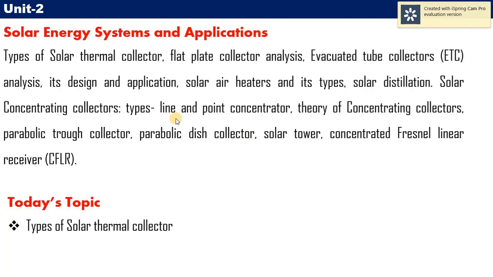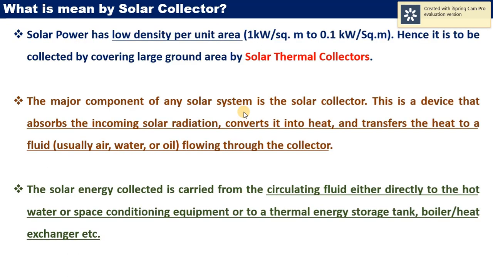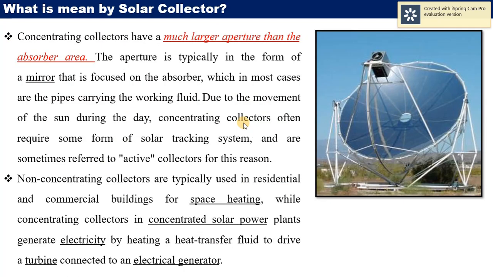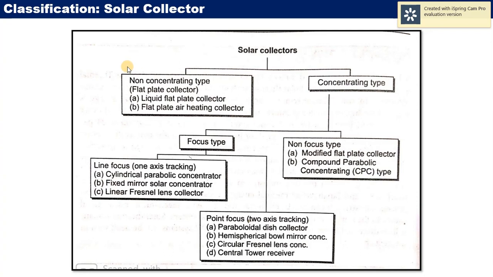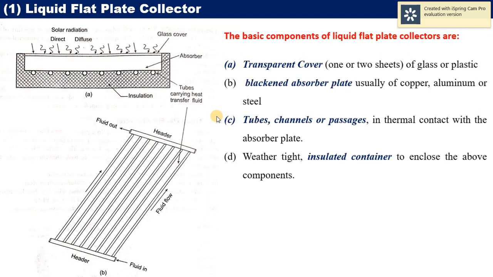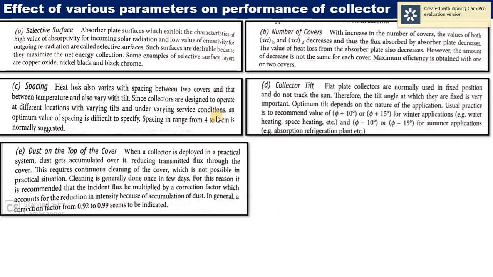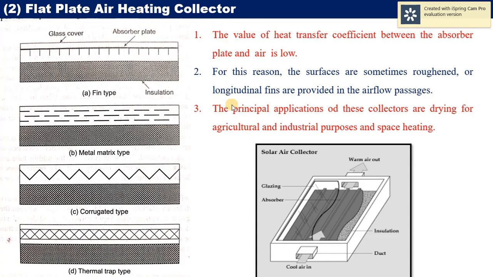In the last lecture, that is video number 1, we discussed what is meant by a solar collector, and then we discussed the types of solar collector. In video number 1, we discussed the non-concentrated type collectors, where we covered the liquid flat plate collector and the flat plate air heating collector, that is the solar air heater.